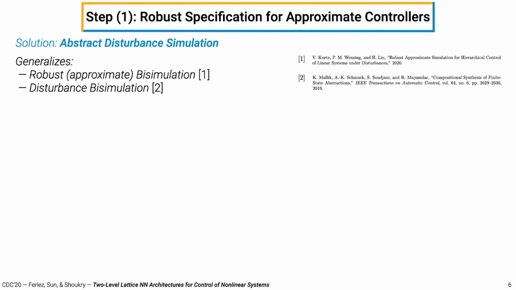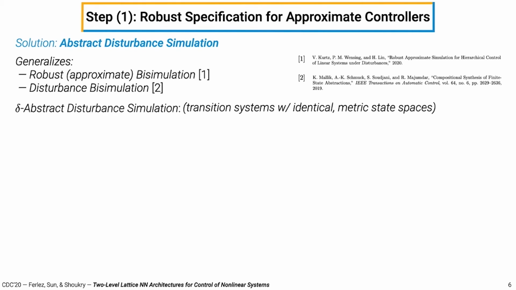Our solution to this problem is to define our specification in terms of an abstract disturbance simulation relation, a new concept that generalizes some existing notions in the literature, notably robust bisimulation, and especially disturbance bisimulation. However, abstract disturbance simulation generalizes these notions away from the particular systems on which they were defined.